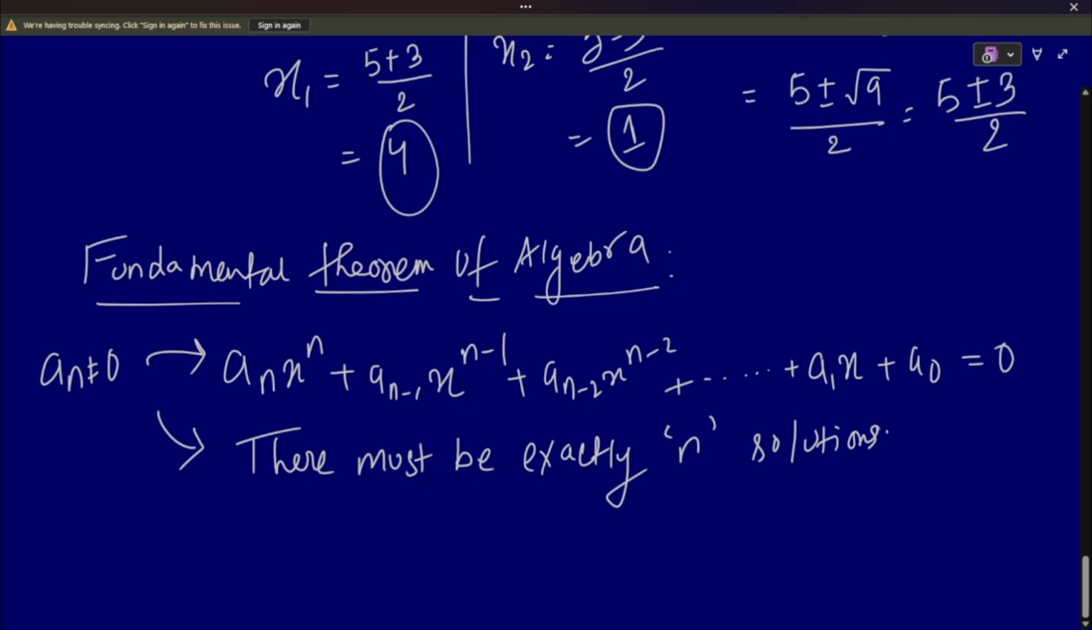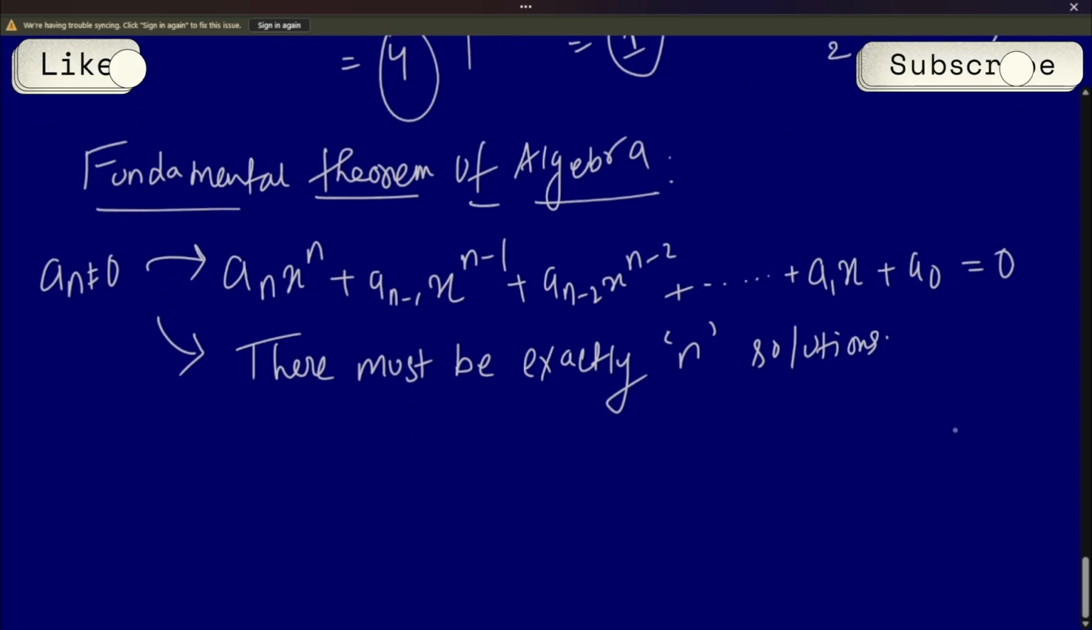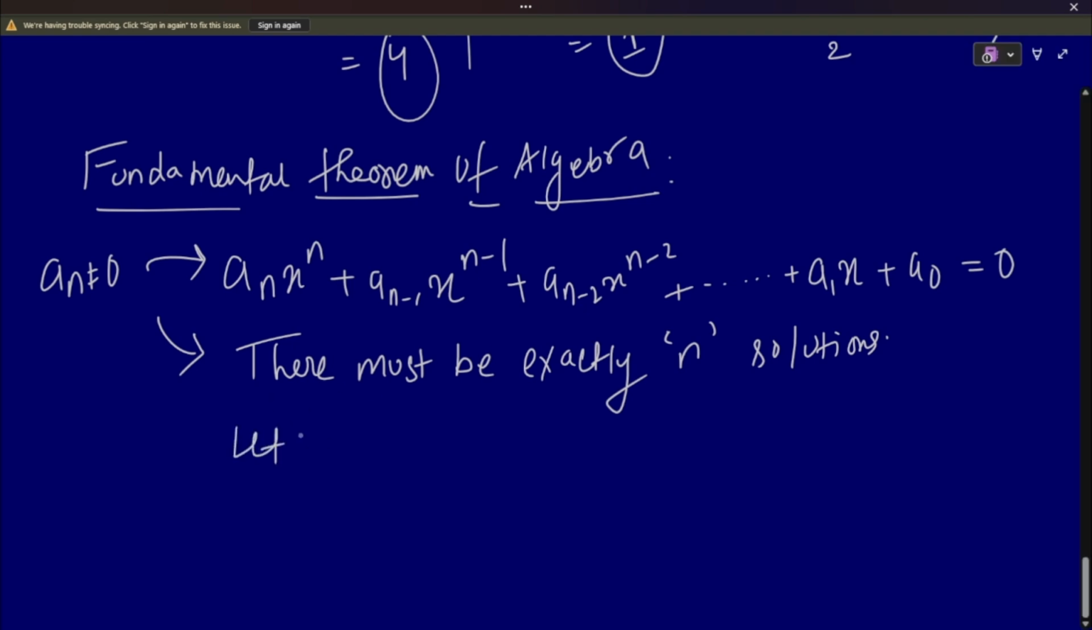There must not be more, there must not be less. There must be exactly n. And these n solutions are called the n roots of this equation. Each of those solutions is called a root, right? So let alpha 1, alpha 2, alpha 3, and there should be n roots, alpha n, be those roots.